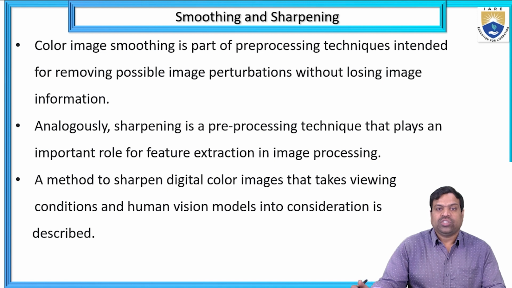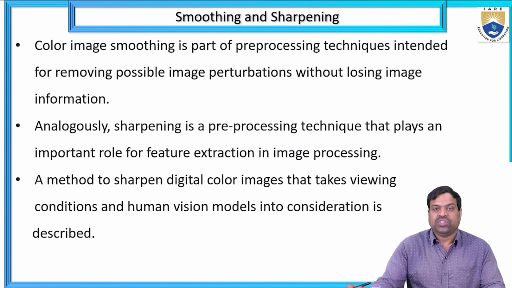Color image smoothing is a part of processing, a pre-processing technique intended for removing possible image perturbations without losing image information. Analogically, sharpening is a pre-processing technique that plays an important role in feature extraction in image processing. A method to sharpen digital color images that takes viewing conditions and human vision models into consideration is described.